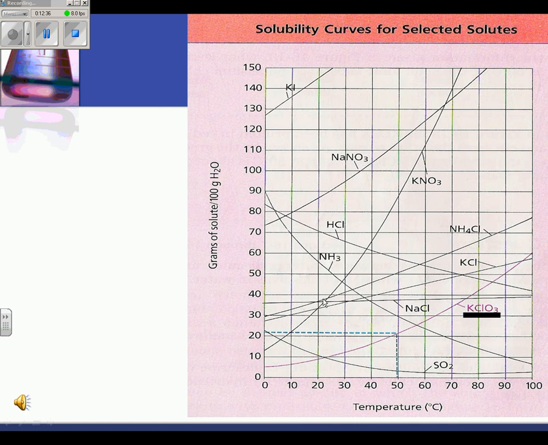I've got to find potassium chlorate curve on the line. And let's say I want to know the solubility at 50 degrees C. I go to the temperature scale, find 50, go up, and find where that meets the curve for potassium chlorate. And then you go over and look at its solubility. So it is 21 grams of solute will fit into 100 grams of water. So pay attention to those units on solubility because they can be a little tricky.